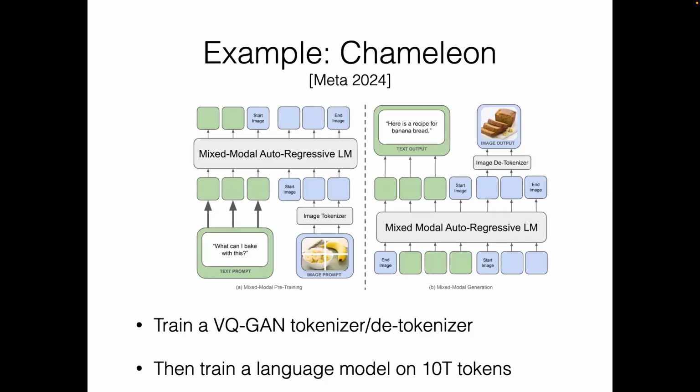An example of this is from Meta in 2024, a model called Chameleon. You can see that they have the different parts that we've learned about. They have some kind of image tokenizer, which turns out to be a VQ-GAN, and similarly an image detokenizer. Then they assemble pre-training scale data, which has not just text but also images, probably a lot of web data and hand-curated things as well, and they train a model on 10 trillion tokens of data like this.